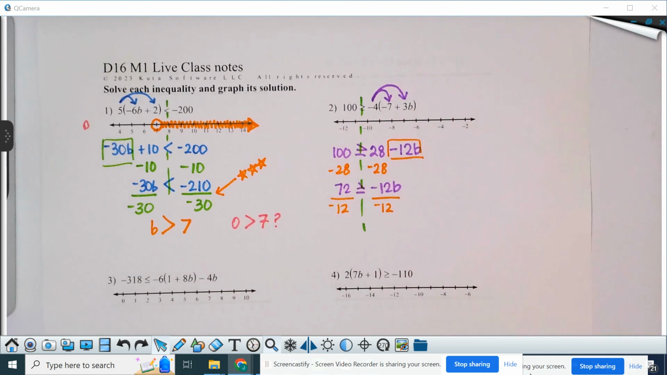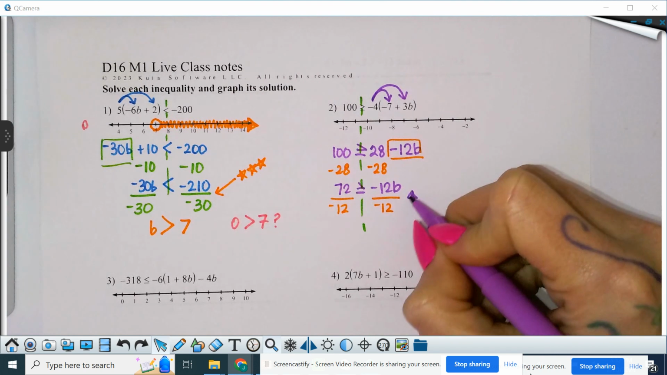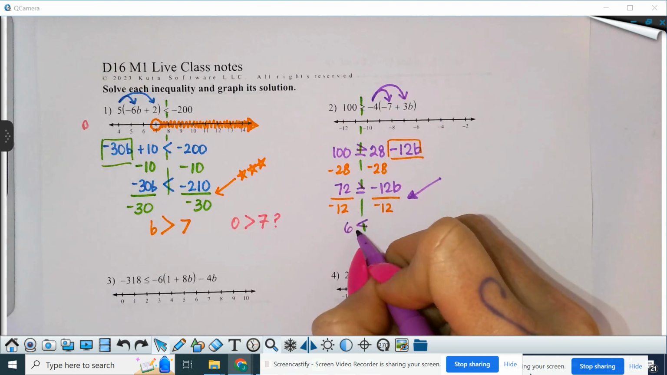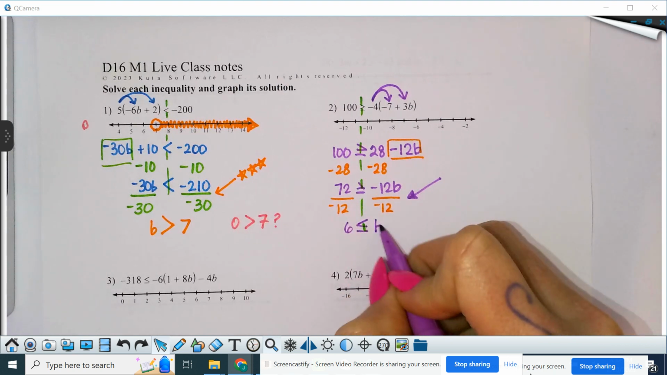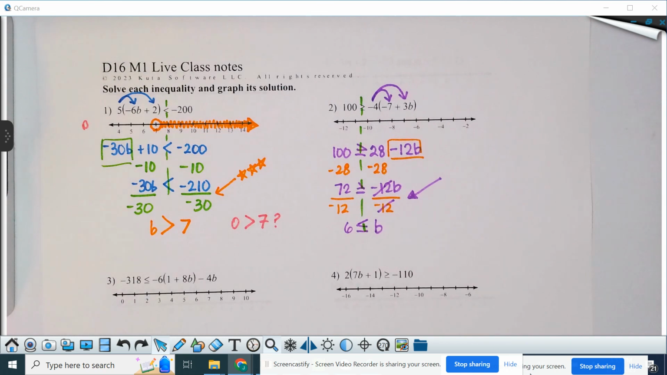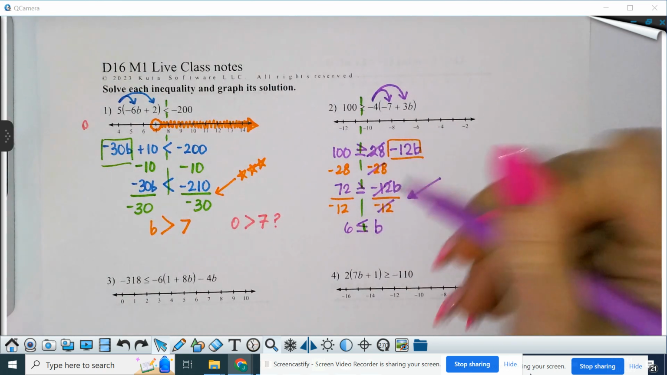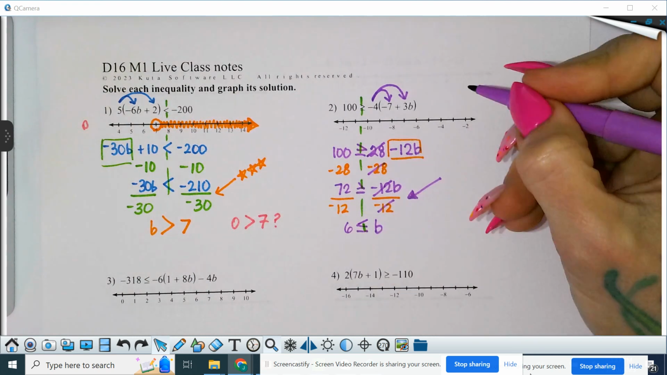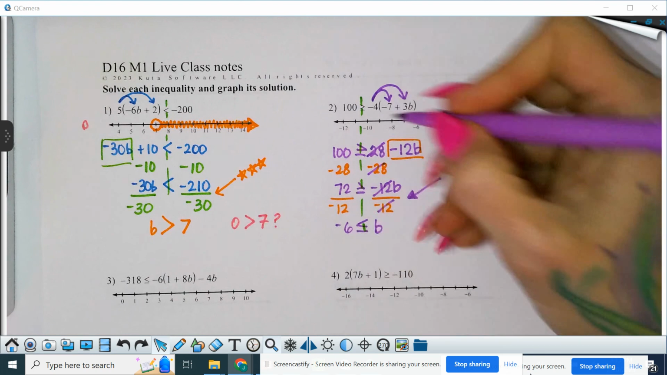Divide by, so again, this is that golden rule of inequalities. We divided by a negative, so 72 divided by negative 12 is going to give me 6, and we're going to flip that sign because we divided by a negative. That gives us b, because it gives you that positive 1 on that side that you were looking for. And these guys become that 0, which is how we get to that negative 12b. So we're going to go to 6. Oh, negative 6, sorry, negative 6.